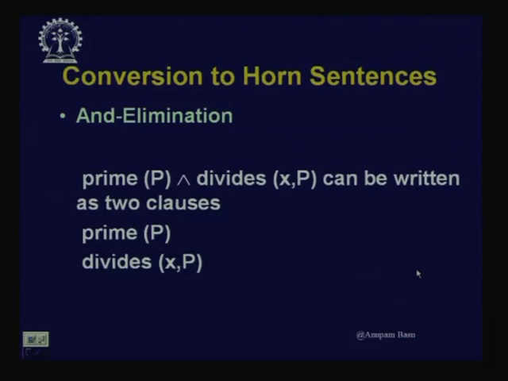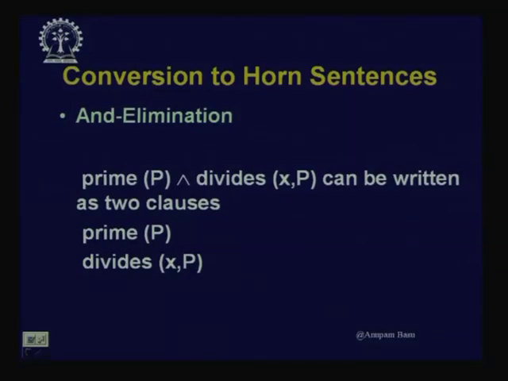And the "and" part can always be eliminated on the other side. If there is a conjunction on the right hand side, say prime(p) and divides(x, p), it can always be written as two clauses: prime(p) and divides(x, p). It is possible. I can break them up into two different clauses and each of them remains a Horn clause, because any atomic sentence is a Horn clause.